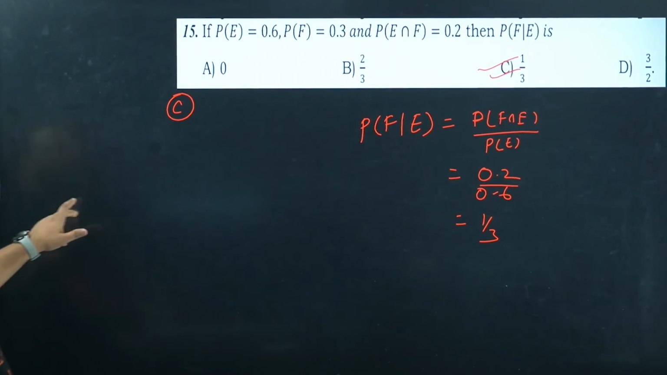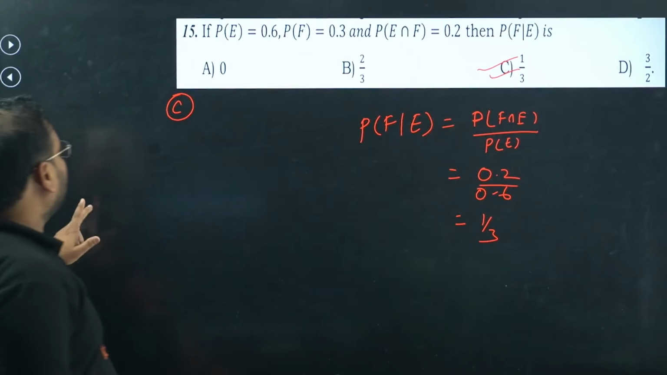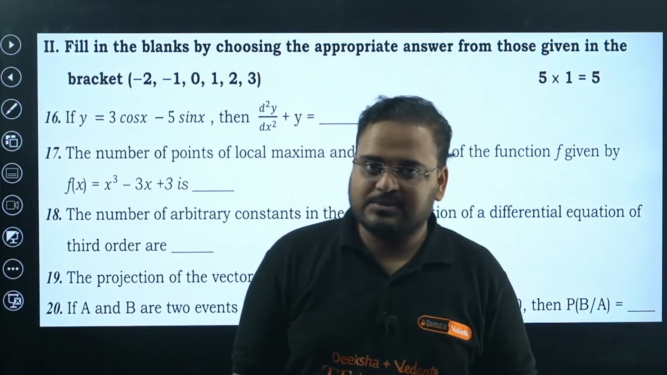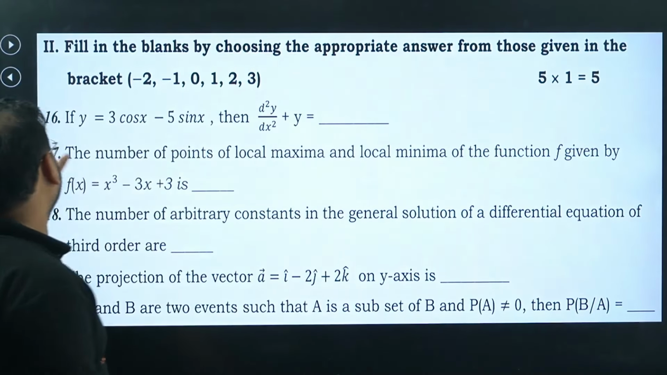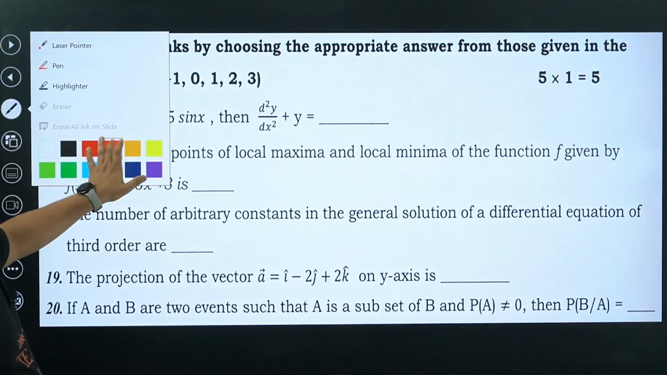Okay, done. Now the last 5, 1 markers are your MCQ, so you fill in the blanks. We all know that very well. Starting from the first one, here you go.